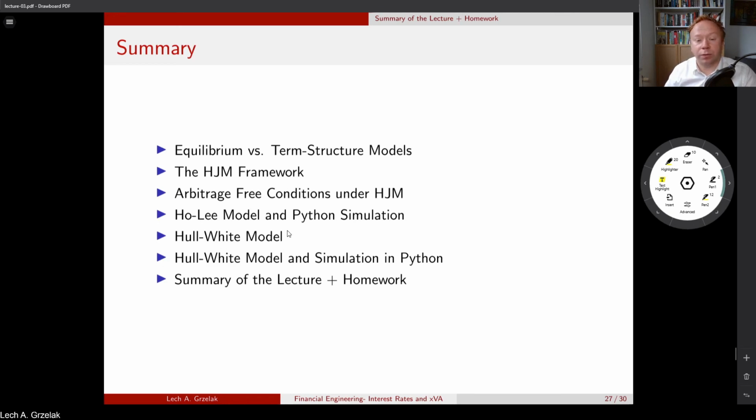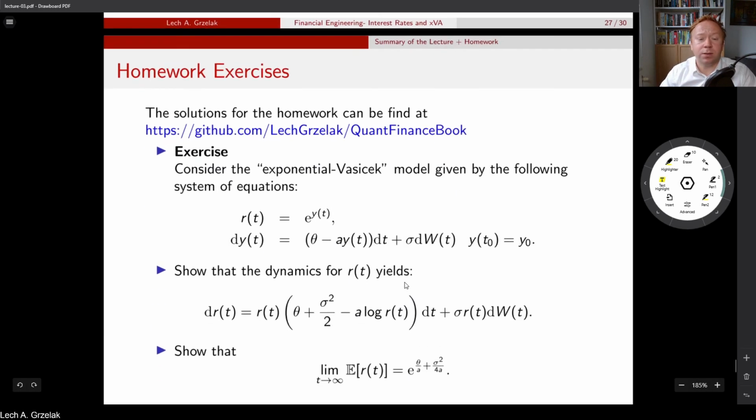And of course, as you have seen, we have done quite some simulations in which we compare the yield curve, for example, as an input, and compare it with the output from the model. Now is the time to summarize, and of course the most important is the homework. I have prepared 3 exercises.